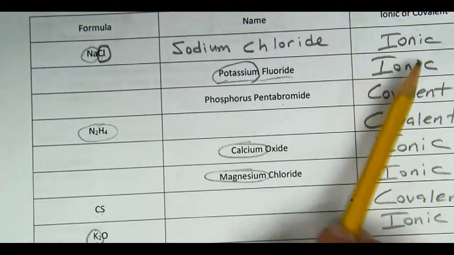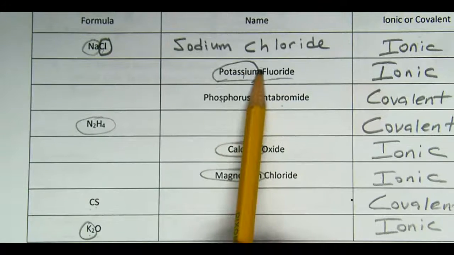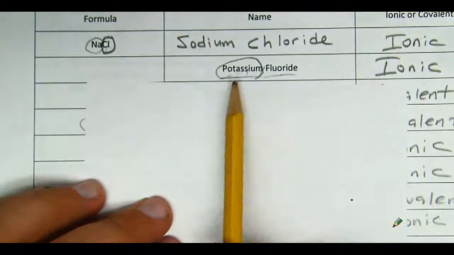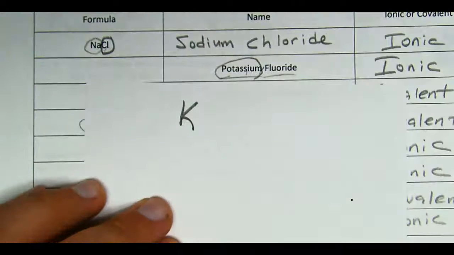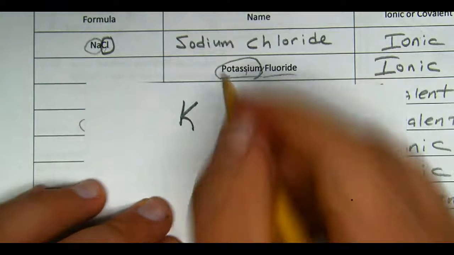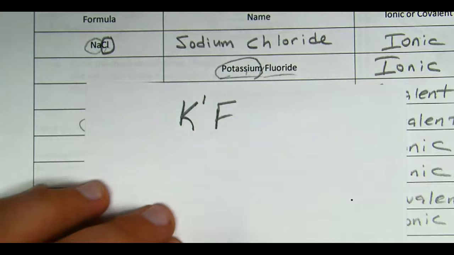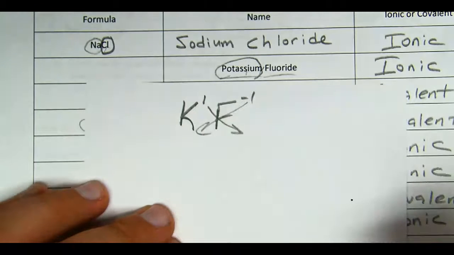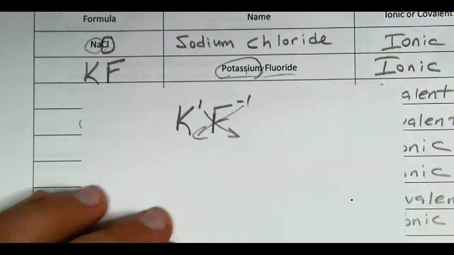All right, so I have another ionic, but this time I'm given the name. I'm given potassium fluoride. So what I'm going to do is I got to find potassium on the periodic table, which is K. What charge does K have in the first column? 1. Let's see, F. What charge does F have? -1. When you crisscross, how many of each do you have? 1. So your answer is KF.